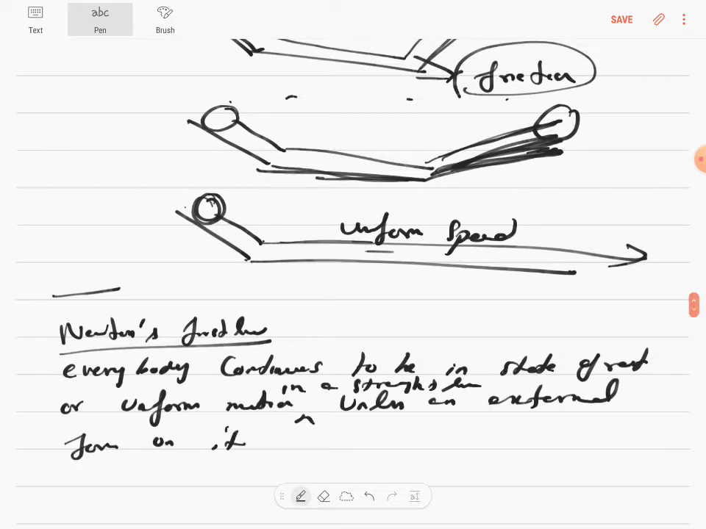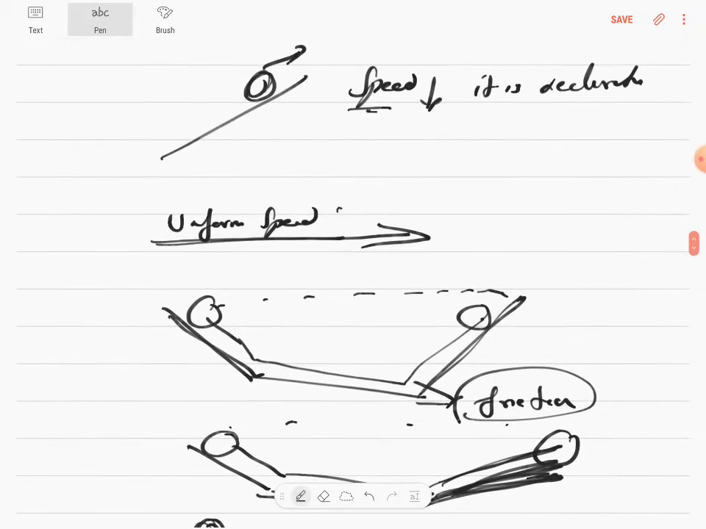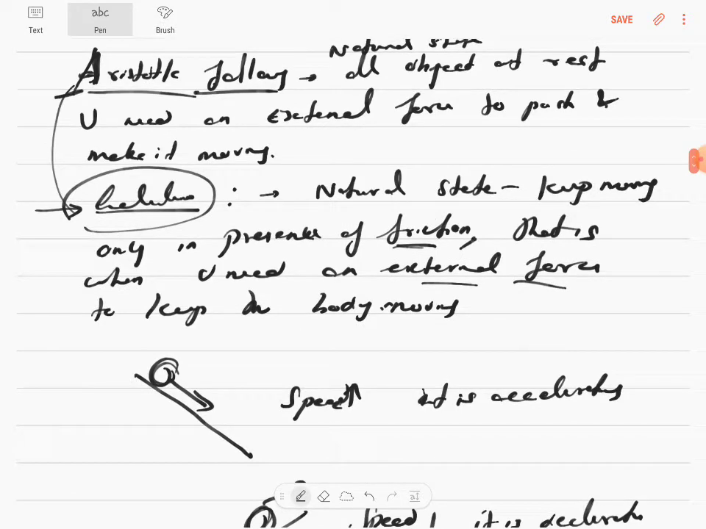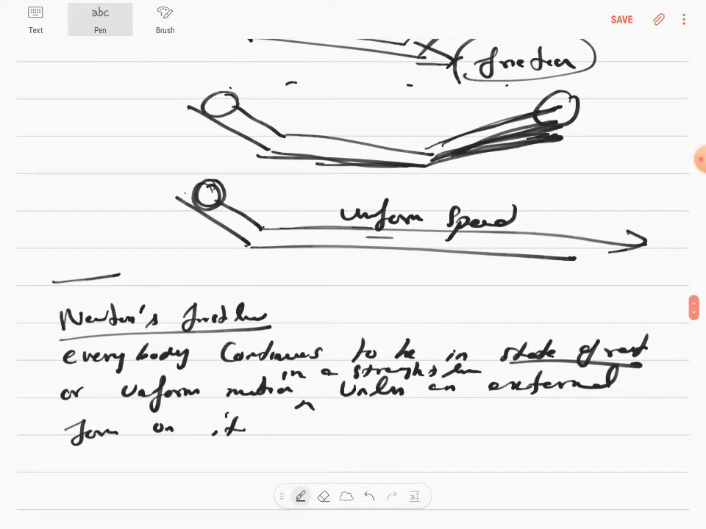So if you are sitting and someone wants to push you, an external force has to be there. That's what Newton is saying: if our body is already moving, it will continue to move unless an external force acts on it. He is combining both of these. If something is already moving, as Galileo said, an external force is necessary to stop it. If something is at rest, an external force is necessary to move it. So an object can be at rest or in motion, and an external force is necessary for changing its state of rest or uniform motion. That's Newton's first law.